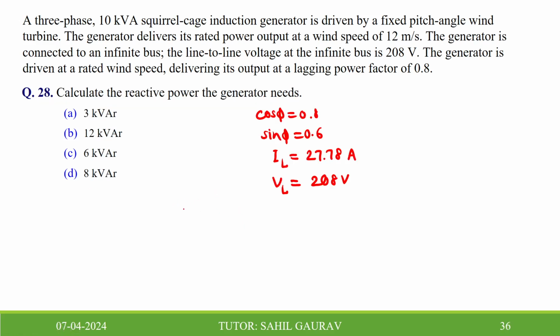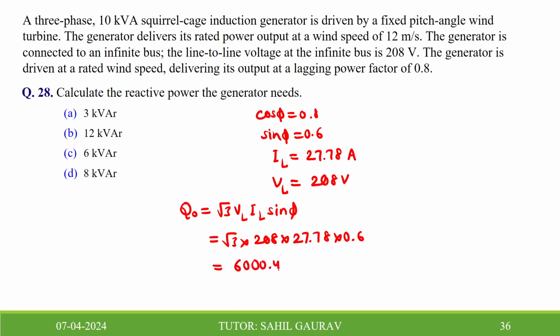Now we can easily write this Q naught as root 3 VL IL sin phi. So root 3 into 208, IL is 27.78 ampere, sin phi is 0.6, so it will give you 6000.48 var, so it is 6 kVAr. So C is the correct answer.